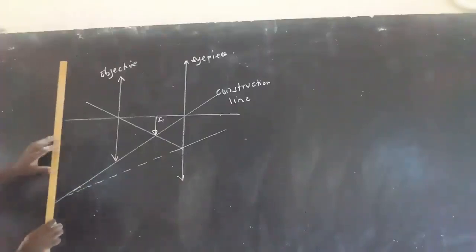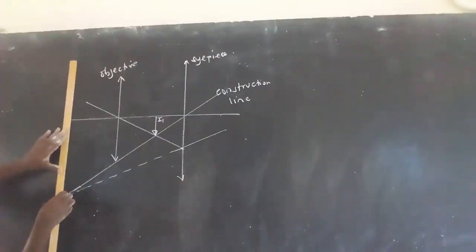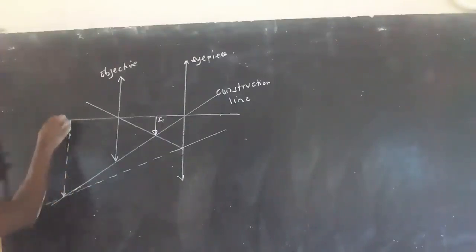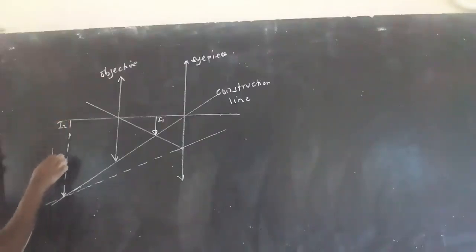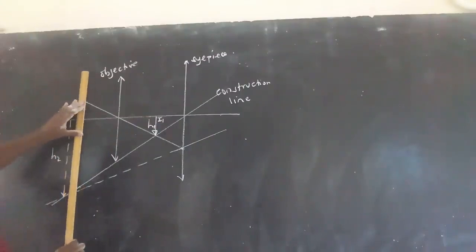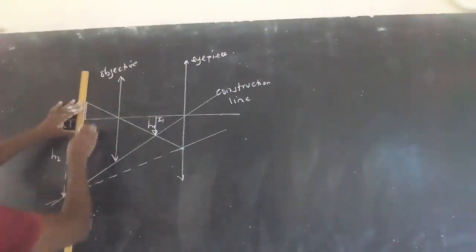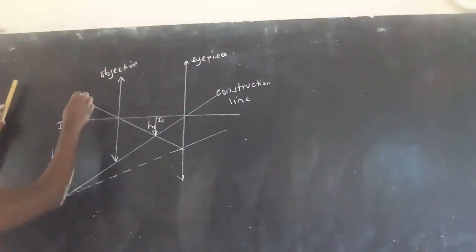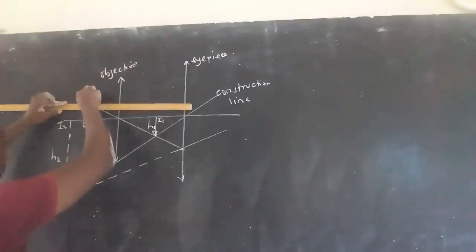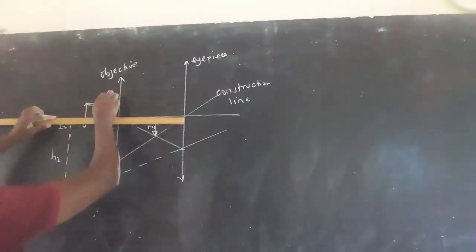So this one we shall call... I have the final image here. This is I2. This is H2. This is H1. Then you can complete the diagram. The object is here. Object O.